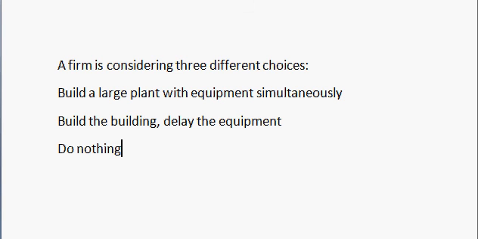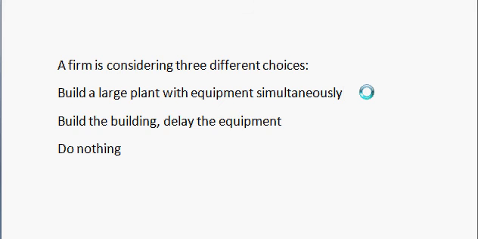Once they've committed to a particular kind of manufacturing process, you may then have costly retooling, and a bunch of sunk costs that you can't recover. So you can think about this as like the small plant, big plant version, only we're doing something a little different. We've got three options: build a large plant with equipment simultaneously, build the building and delay, and do nothing.